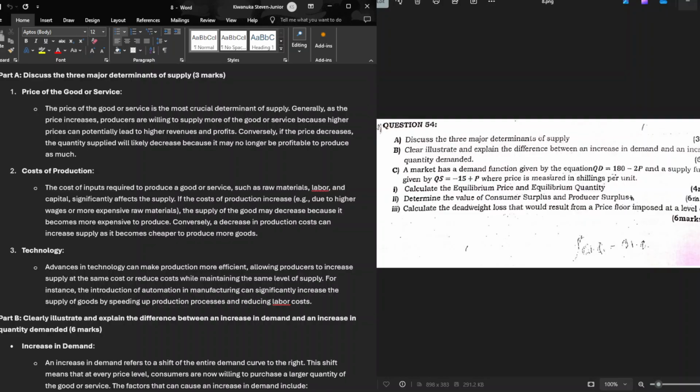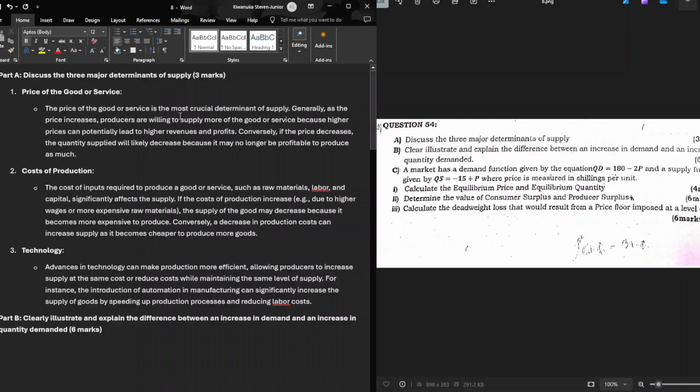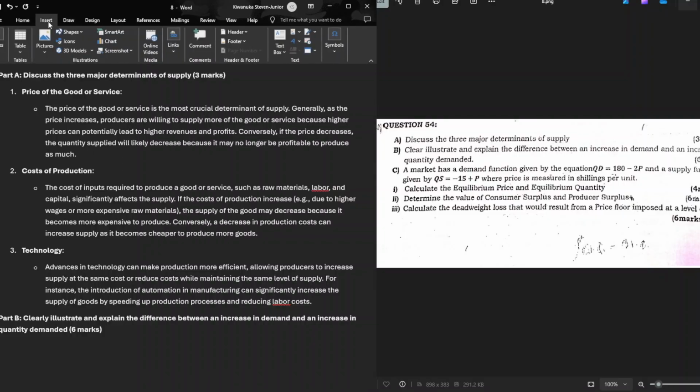Part B, clearly illustrate and explain the difference between an increase in demand and an increase in quantity demanded. I don't have a tool to draw this, but let me see if we can actually do this together.